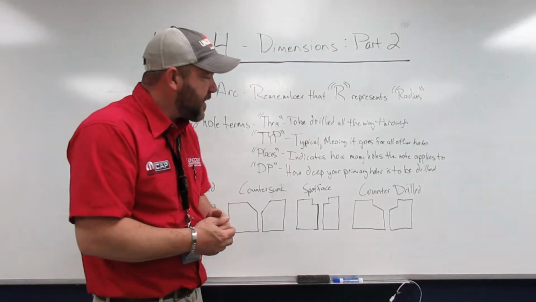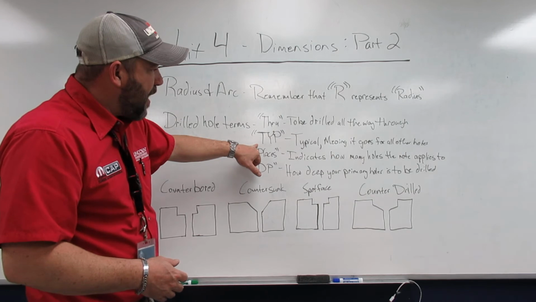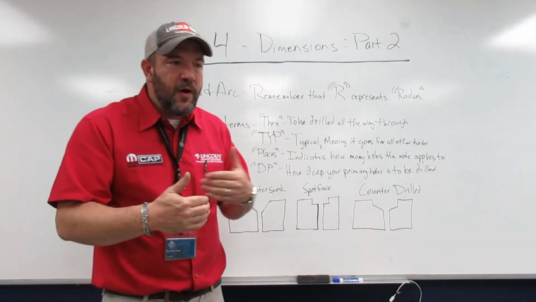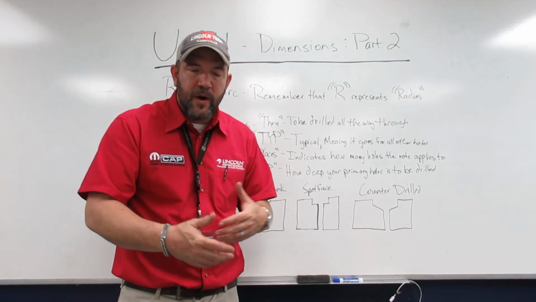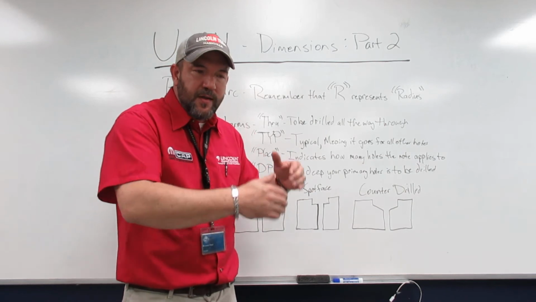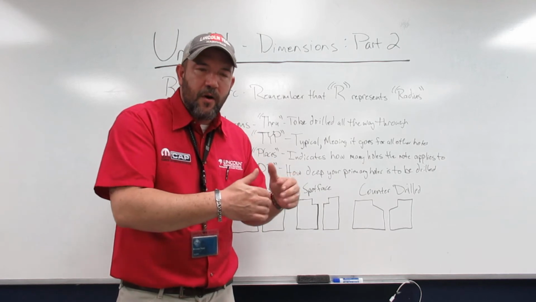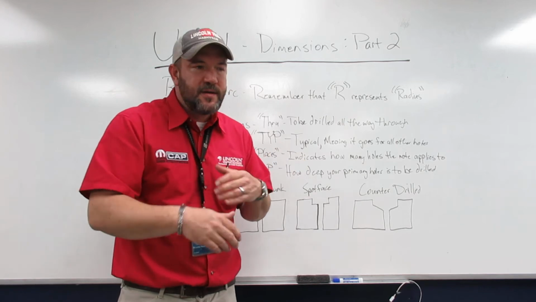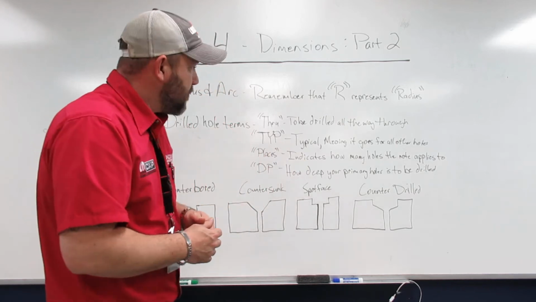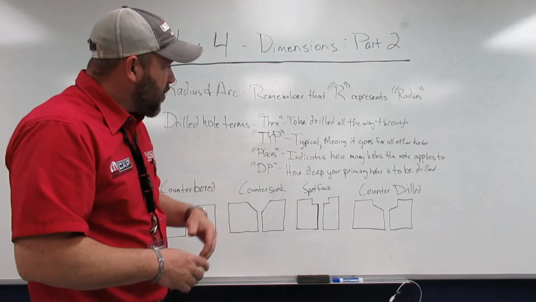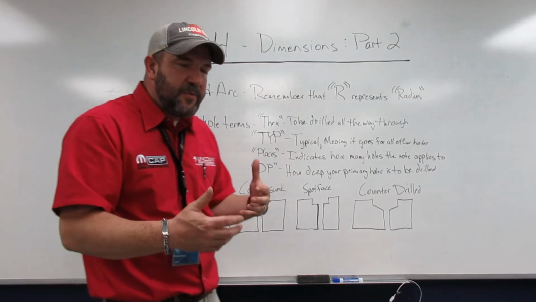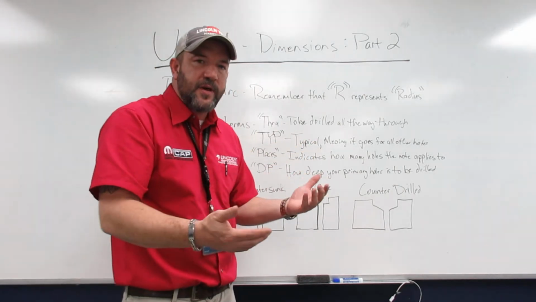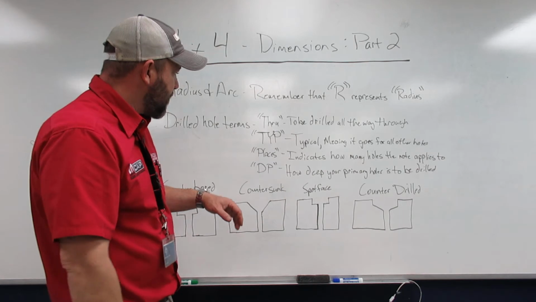It's pretty self-explanatory. The acronym TYP stands for the word typical, meaning that it goes for all the other holes or whatever you have on the print. So if it tells you this is a 3/16 hole drilled all the way through and TYP, that means every hole on that plate is going to be the same, identical. Places is a word that you might see. Rather than being typical for the full drawing, it can say in so many places, and it'll give you that number. It'll indicate that by some kind of number.